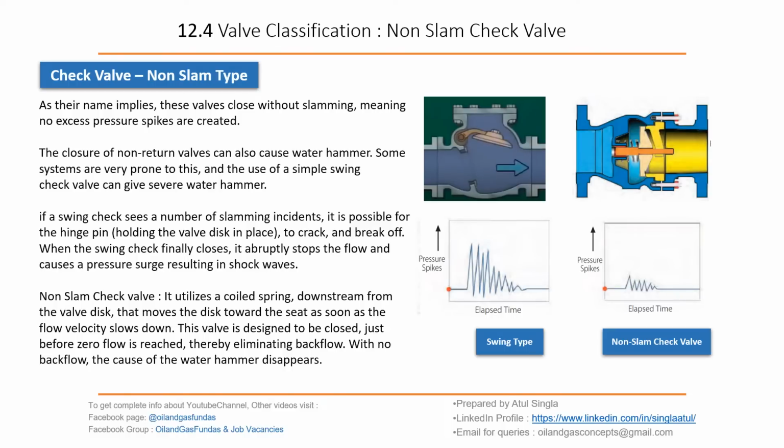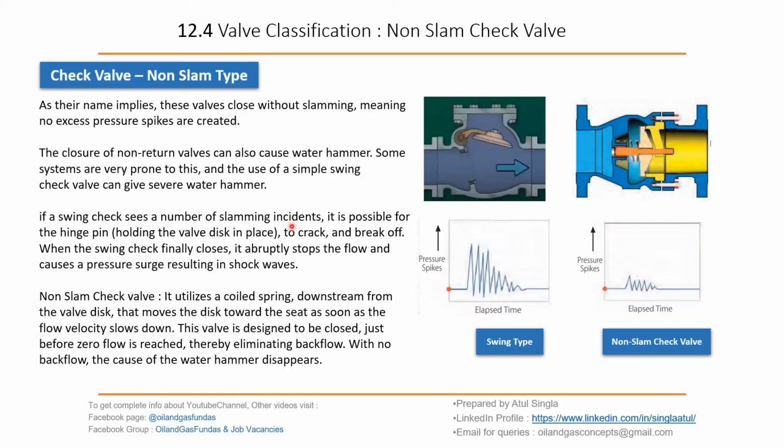Now this one is a special case of check valve which we call the non-slam type. To understand the functioning of non-slam, we have to compare it with the swing type check valve. We have already discussed the swing type check valve, where it opens with the flow and gets closed. If a swing valve sees a number of slamming incidents, meaning it opens, it closes, it opens and it closes, then it starts hitting at the seat, so it may get damaged, and the repeated action will cause some damage to the seats.